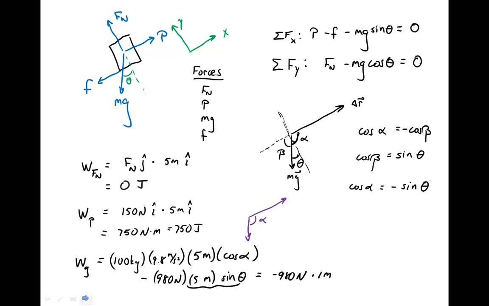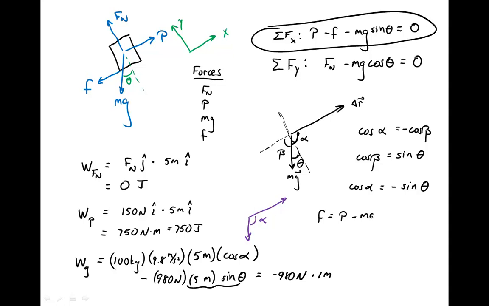Finally, what about the frictional force? Well, I can see from the sum of the forces in the x direction, this equation right here, that the frictional force is equal to P minus mg sine theta, but P is equal to 150 newtons, mg is equal to 980 newtons, we've already calculated that, and the sine of theta is 1 over 5, 1 meter over 5 meters. Notice I don't even need to calculate theta. The sine of theta is 1 over 5. And so this is 150 newtons minus 196 newtons. And so I get minus 46 newtons, which really doesn't make sense.